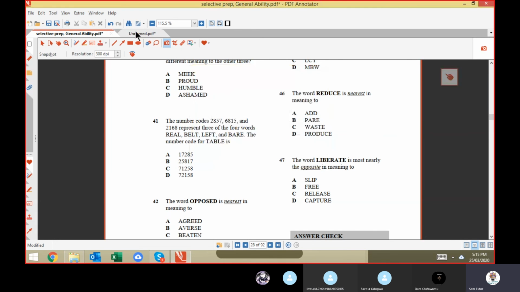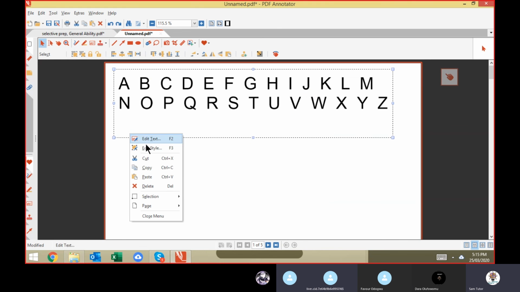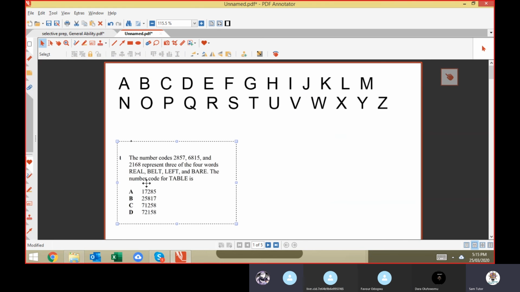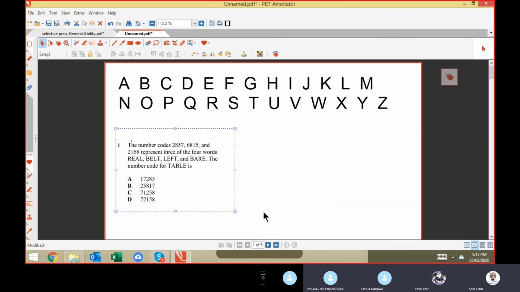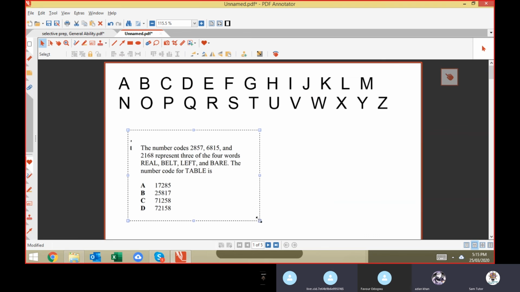Let's do this one. These ones are harder. Okay. We haven't done these coding ones before. All right. Have a read of it, and then I will start myself.